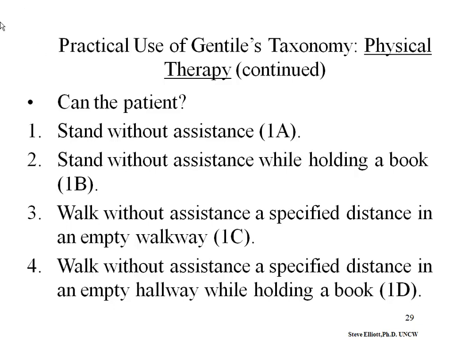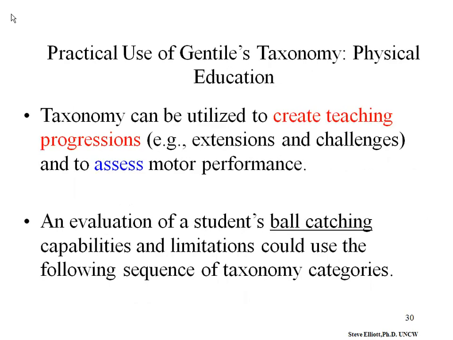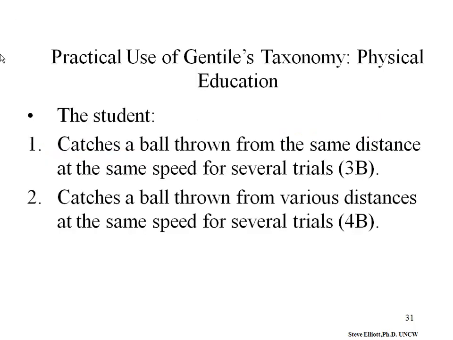So there's the slide just walking you through that progression. For those of you who are interested in teaching, Gentile's taxonomy can be used to create teaching progressions. We call these extensions and challenges, and to assess motor performance. For example, we might use Gentile's taxonomy to evaluate a student's ball catching capabilities. For example, we might see, can they catch a ball thrown from the same distance at the same speed for several trials, or can they catch a ball thrown from various distances at the same speed for several trials.